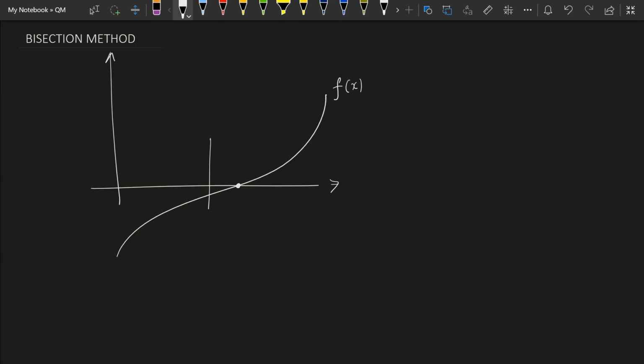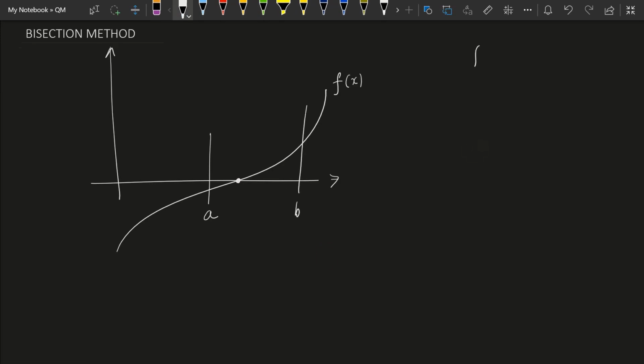So we start with two values of x, a and b, such that f of a into f of b is less than 0. So nothing complicated here. What it is saying is the value of the function at one side is negative and other side is positive, so that the product is negative. So we can be sure that the function is crossing the x-axis at least once in this range. So there is at least one solution in this range.